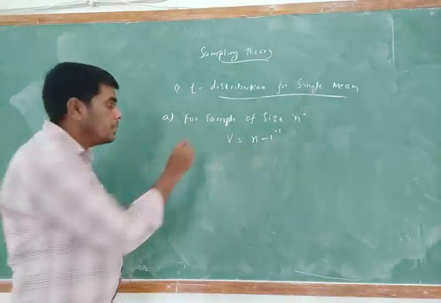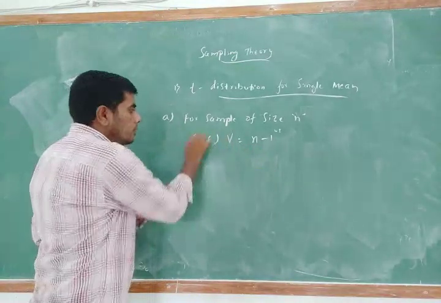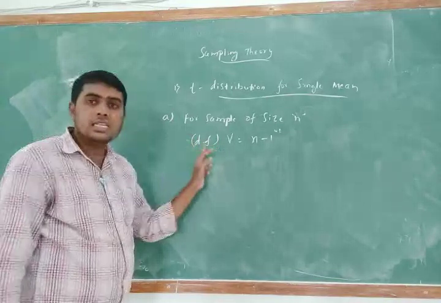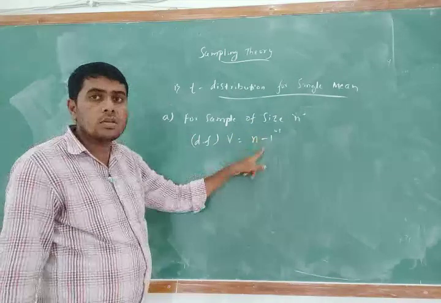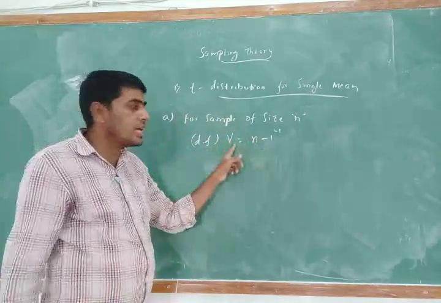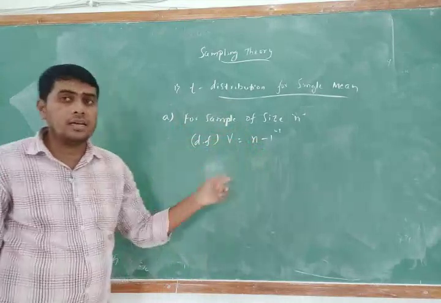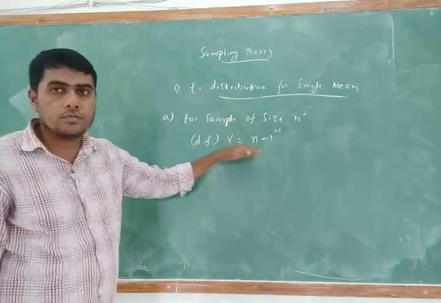In the examination, they write it like this also: d.f. D.f. is nothing but degrees of freedom. If n samples are there, I need to take n minus 1. If 10 samples are there, I have to take v as 9 actually, not 10. Is it clear? Remember this first note.